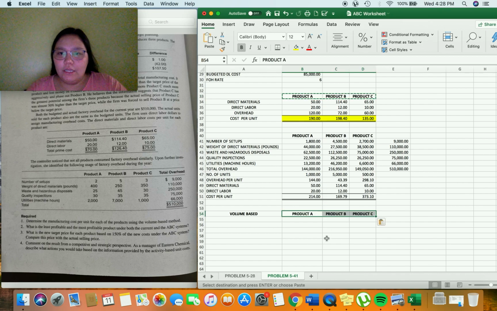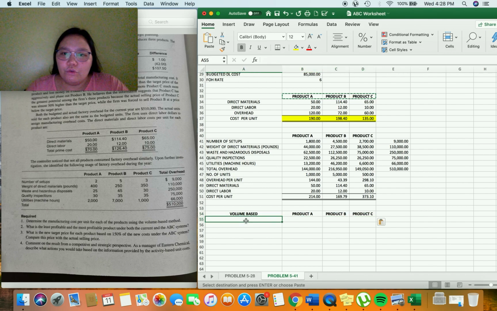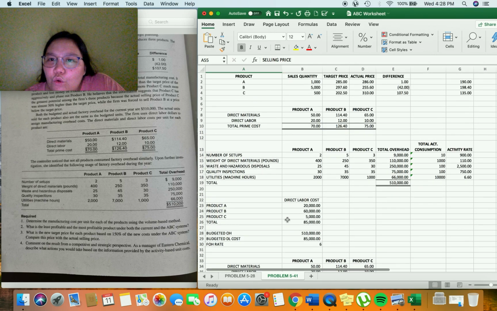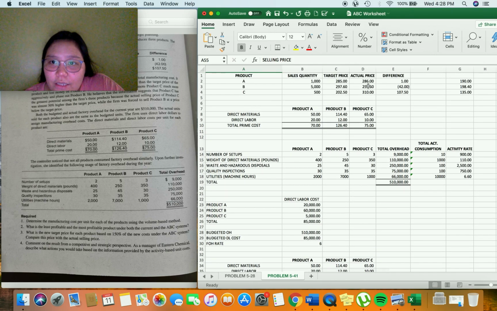Product A, B, and C. So, yung cost natin, not the cost. We get the selling price first. Diba? So, our selling price is how much? So, ang kukunin natin ngayon, not the target price but the actual price.